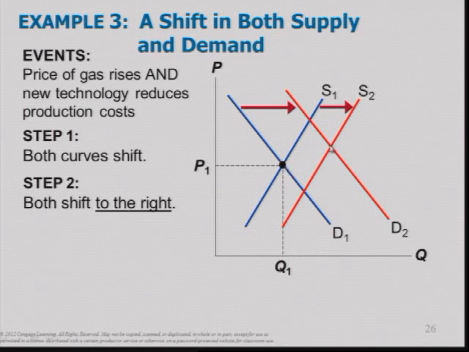And then what happened to quantity? It has also increased. Here's 0, here's the old quantity, and our new quantity is going to be right about there. So even though we don't have numbers on here, we know that it's going to increase because 0 is over here. So in this case, quantity increased and price increased.